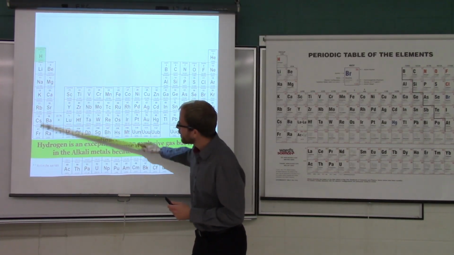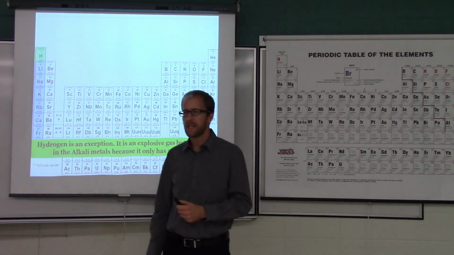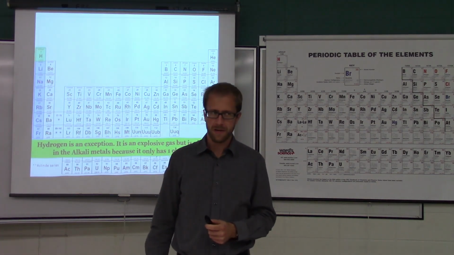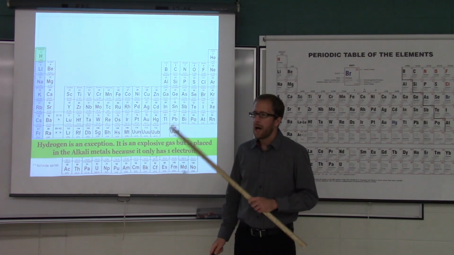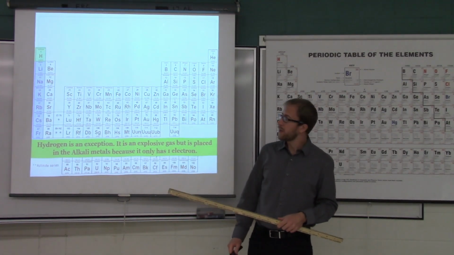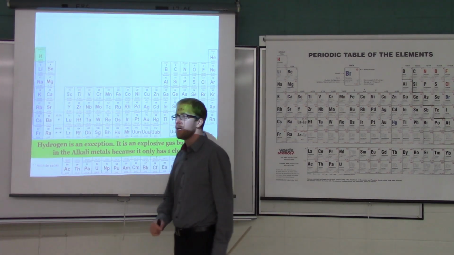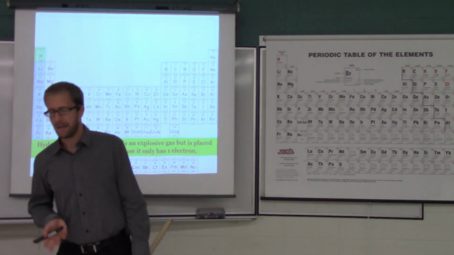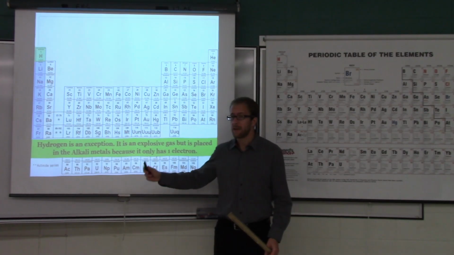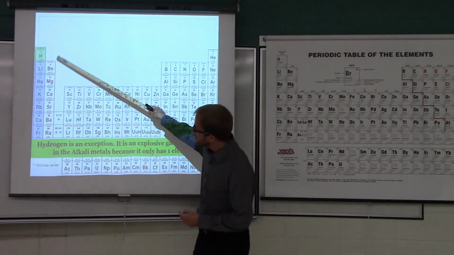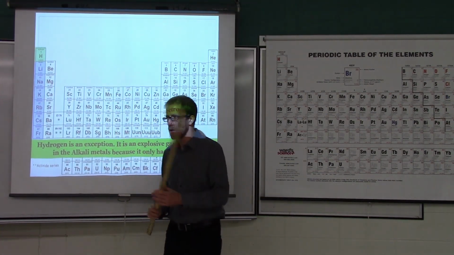So these here are the alkali metals. Those are the alkali metals. Now, hydrogen is in the alkali metals, but it's a bit of an exception because it's not actually a metal. We will get into the why in a moment, but what is the second family here?